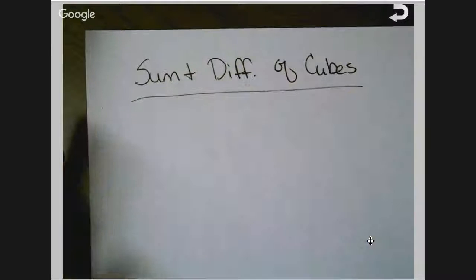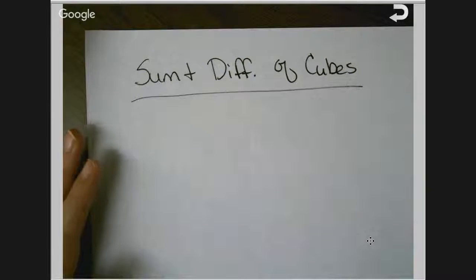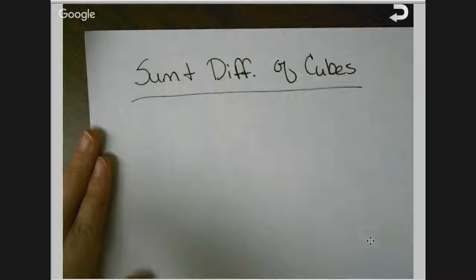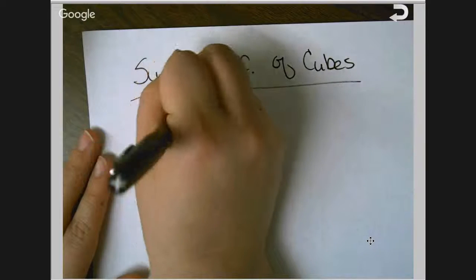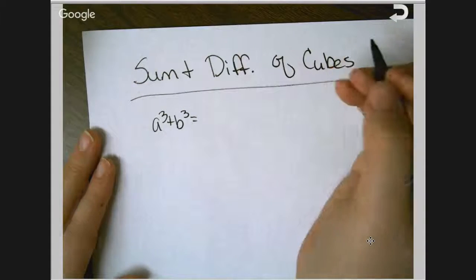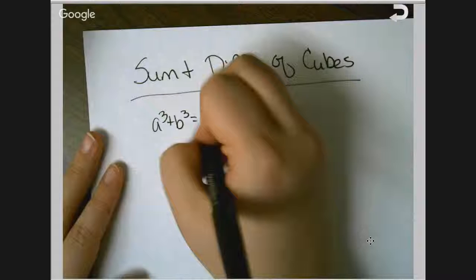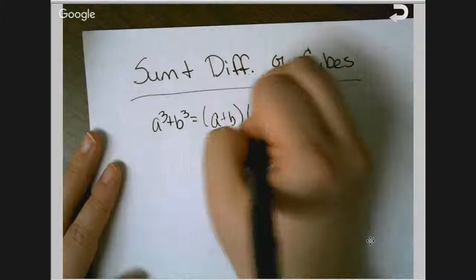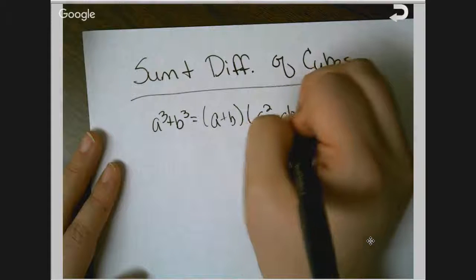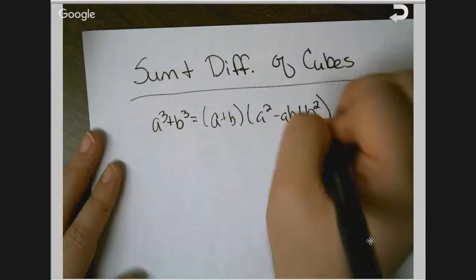Sum and difference of cubes require it to be something that is cubed. So the rule is a cubed plus b cubed equals, and it gives you a format to follow: a plus b times a squared minus ab plus b squared.